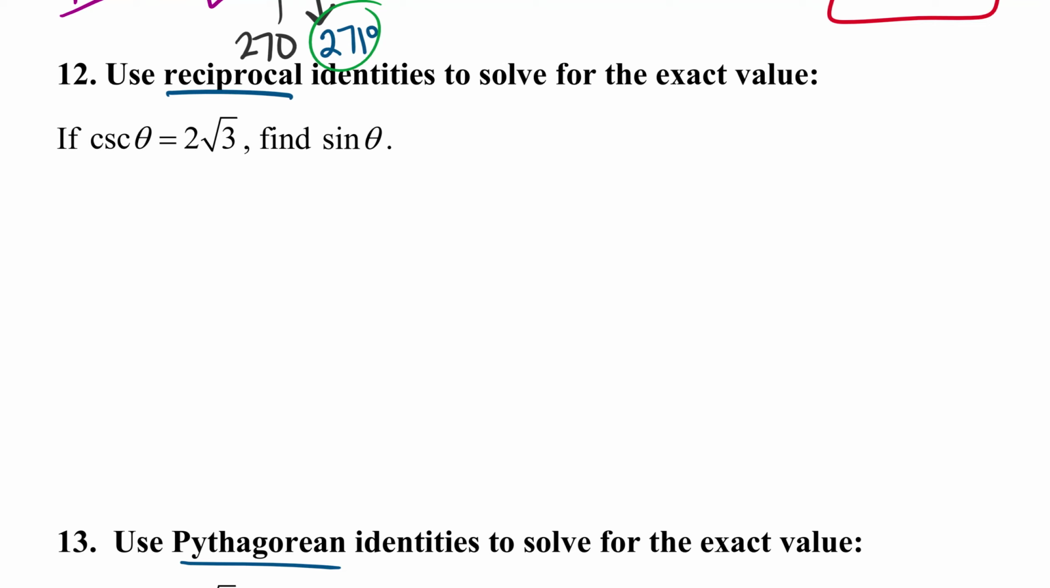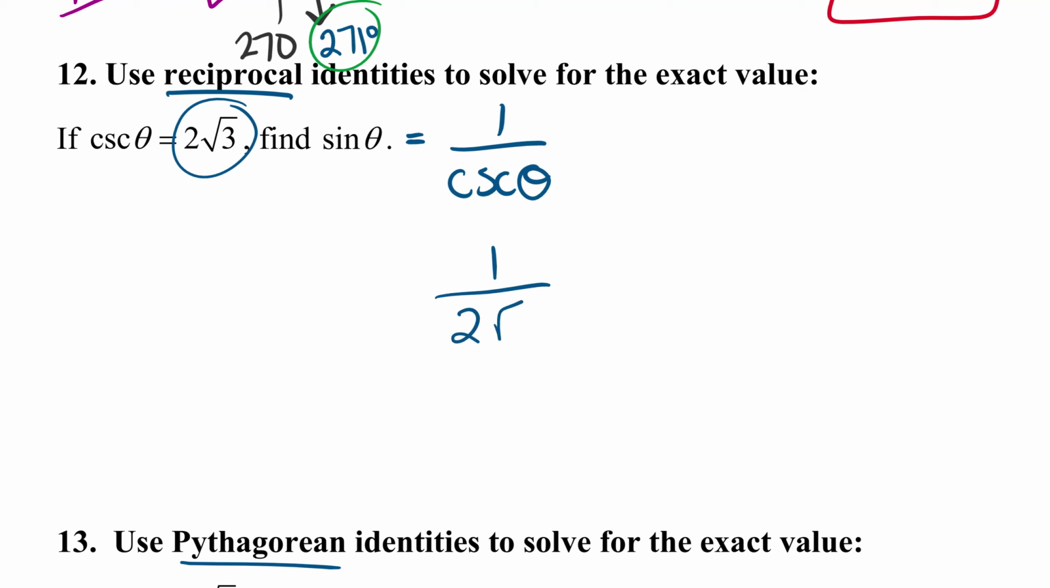Okay, sine equals 1 over cosecant, right? That just means I flip whatever cosecant is. So I have 1 over 2 square root of 3. Can't have a square root in the bottom, so I multiply.